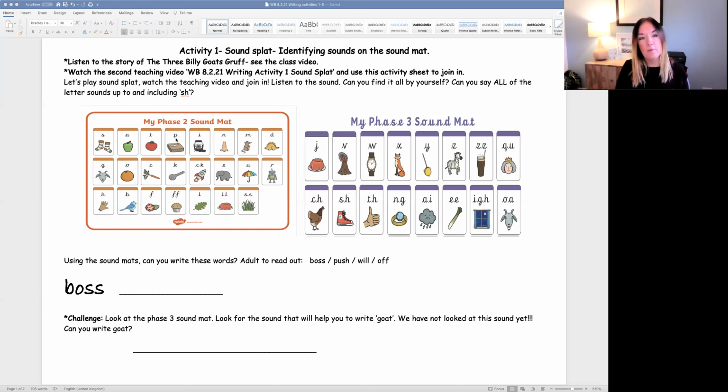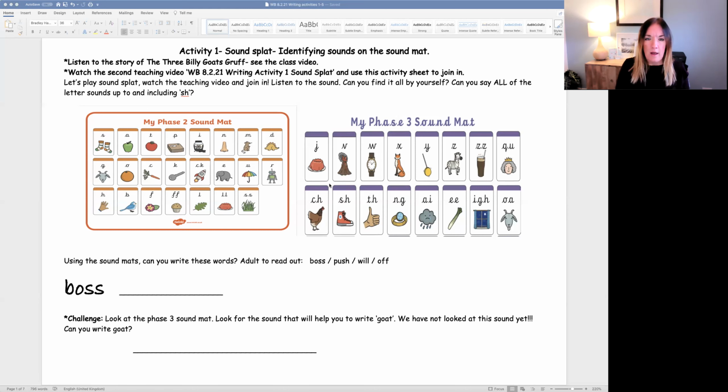Can you point to ooh? Well done if you pointed to ooh here. Last one, can you point to g? Well done if you pointed over here to g.